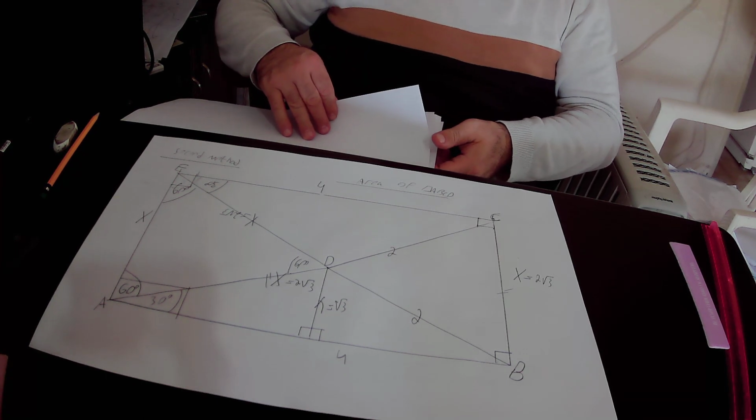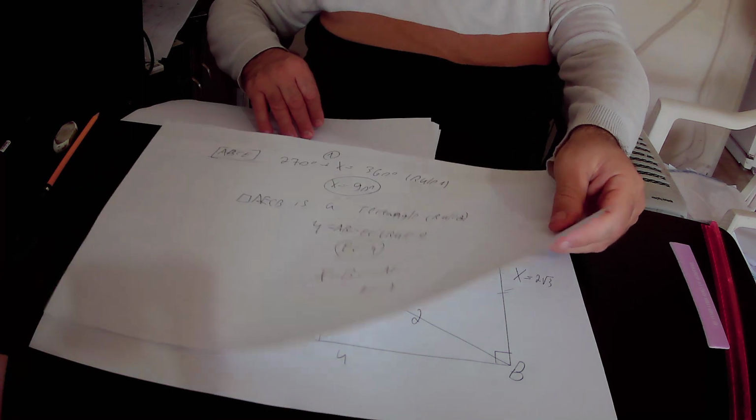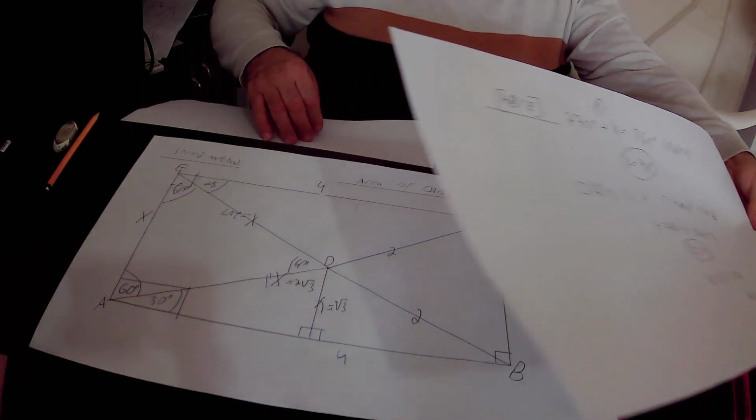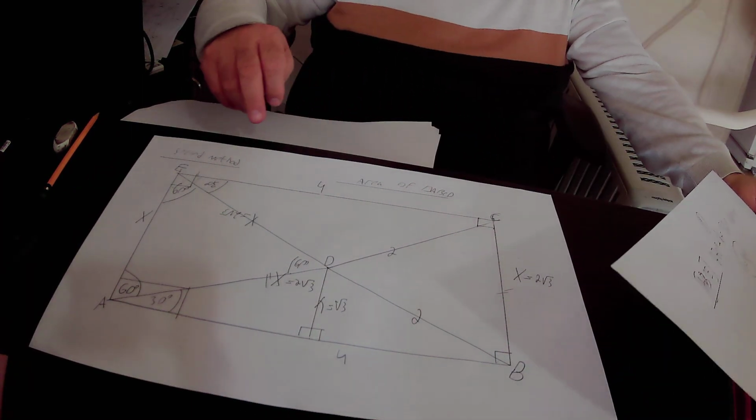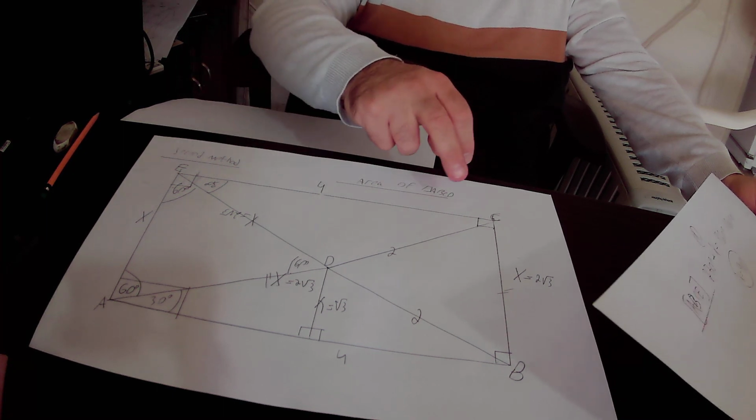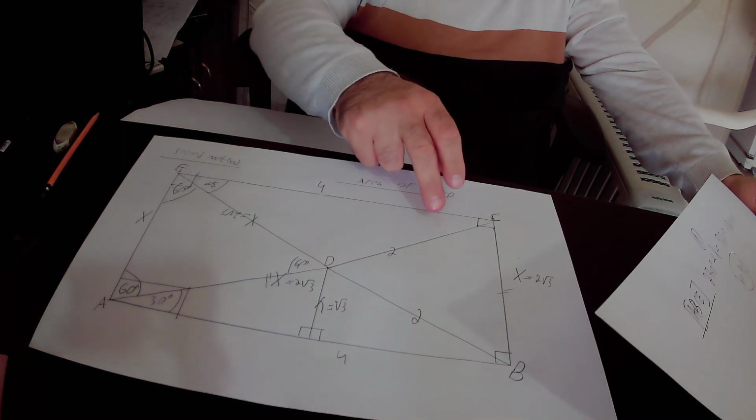And then, so actually here we have quadrilateral ECBA that has 3 right angles.